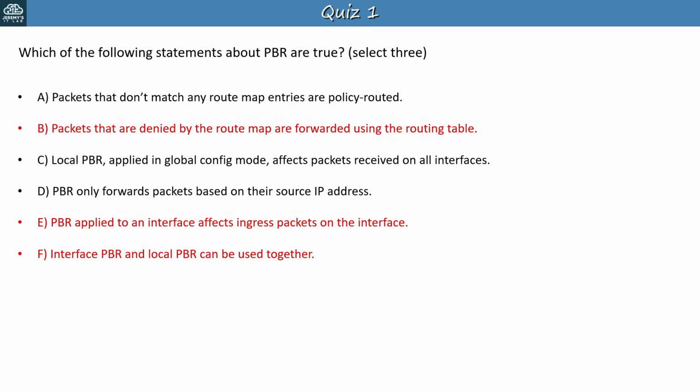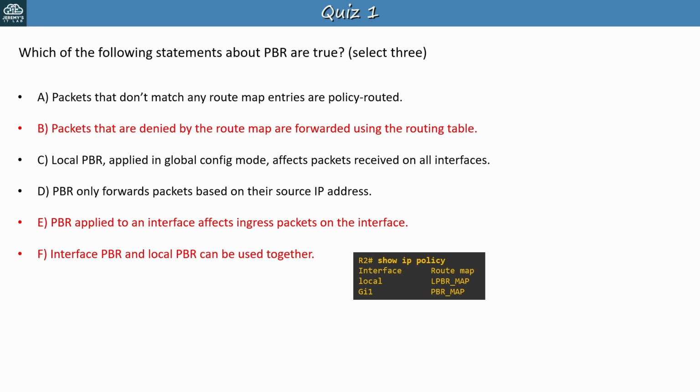B is correct because in the context of PBR, denied doesn't mean the packet is dropped. It just means the packet is not policy routed, so it is forwarded normally using the routing table. E is correct because when you apply PBR to an interface with the ip policy route-map command, packets received on that interface, in other words inbound or ingress packets, are checked against the route map to determine if they should be policy routed. And F is correct because, as shown here, you can have local PBR and interface PBR applied at the same time. Local PBR affects packets generated by the router itself, and interface PBR affects packets received on that particular interface.